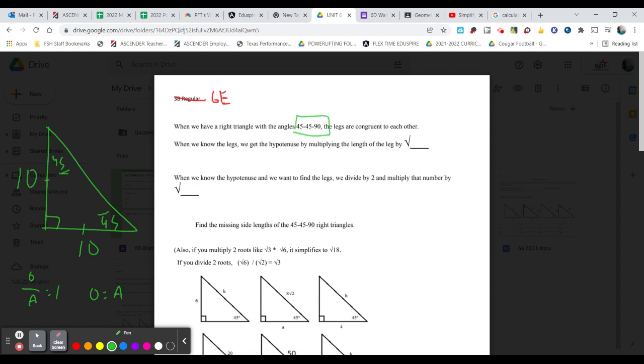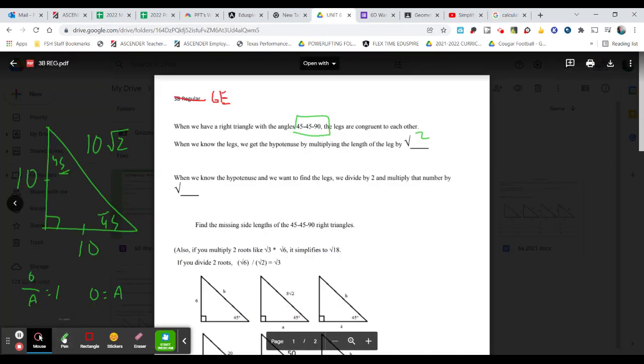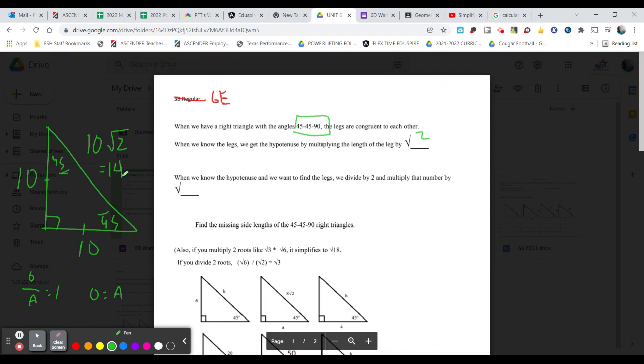If the angles of a right triangle are 45, 45, 90, you can get the hypotenuse by multiplying the length of the leg by the square root of 2. So the hypotenuse of this triangle right here is going to be 10 times the square root of 2. In our calculator, 10 square root of 2 is equal to about 14.14. If you want to leave your answer as 10 root 2, that's fine. If you want to convert the answer to 14.14, that's fine.